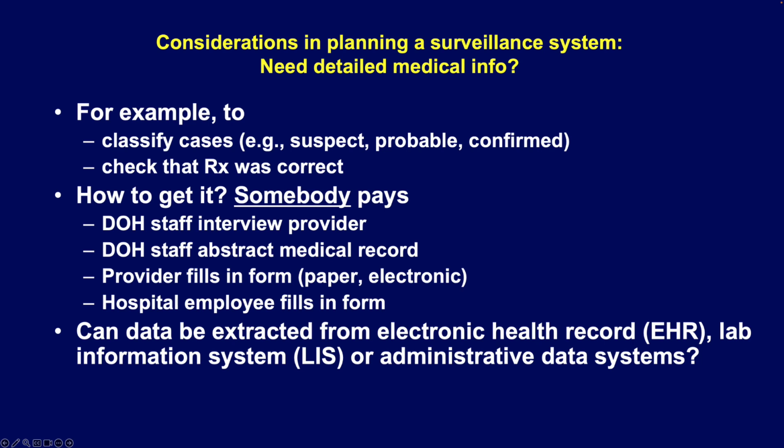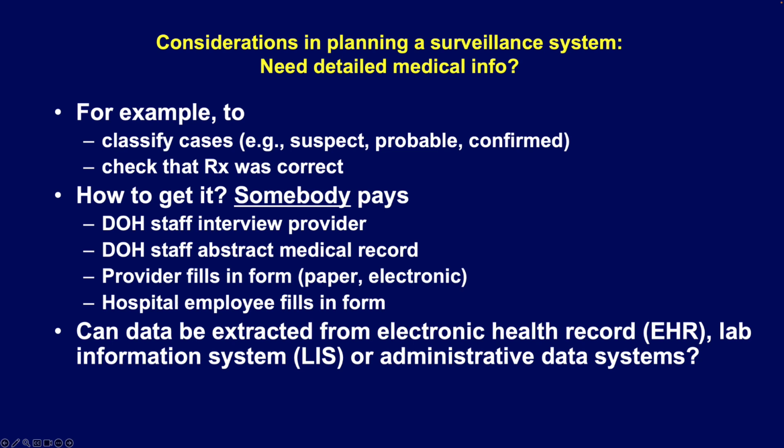The health department staff interviewing providers can be one approach. They go out and talk to providers and they get some of the key medical information they might need. The staff could also review and abstract a medical record to get the information. You can have providers fill out forms, either paper forms or electronic, or hospital employees can fill out the forms. But either way, there's got to be a system in place, and there's going to be a need for resources, including staff time, to get it done.